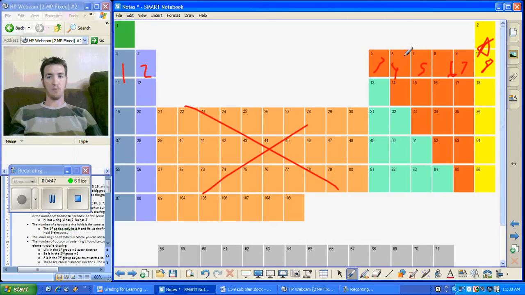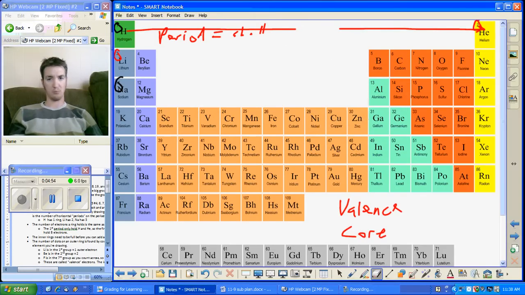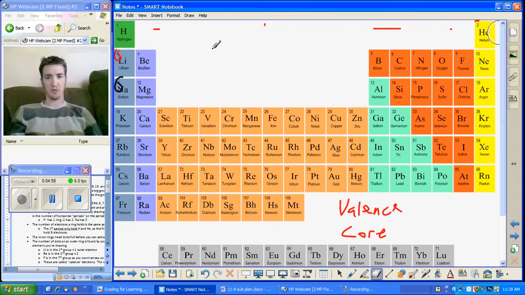So if we were going to draw something a little trickier, really it's not tricky, it's just with more stuff on it. If we're going to draw something with more stuff on it, let's draw a phosphorus.